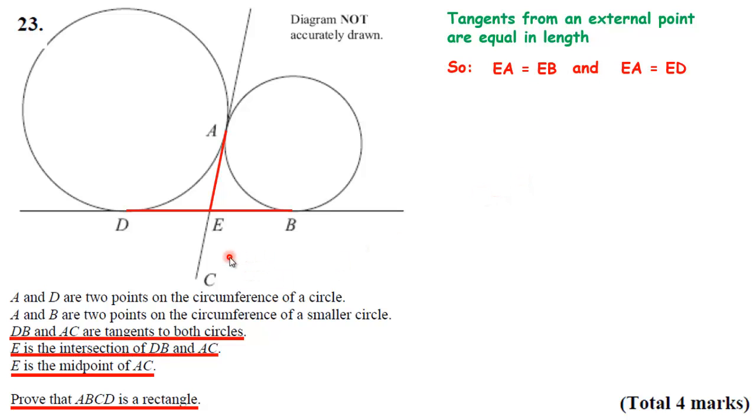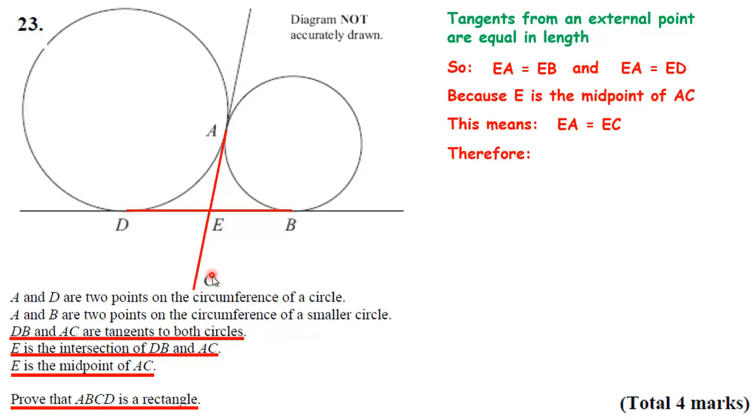One of the other things that we know is that because E is the midpoint of AC, then EA must be equal to EC. Yep, so those are equal there as well. The other thing that we know is because all four of those are equal, that means that AC and BD must be the same.